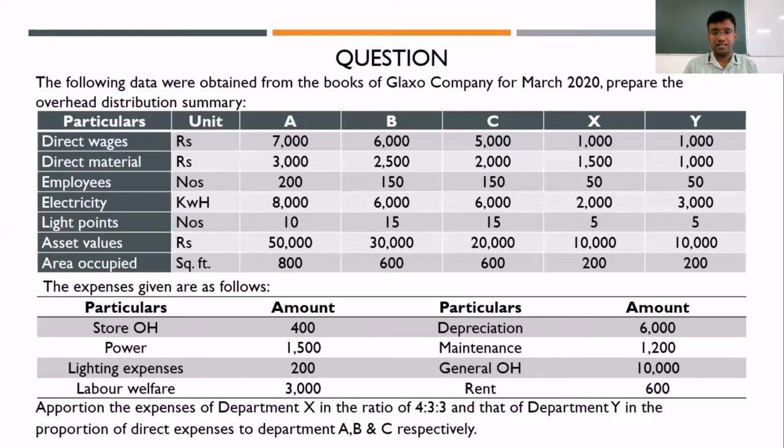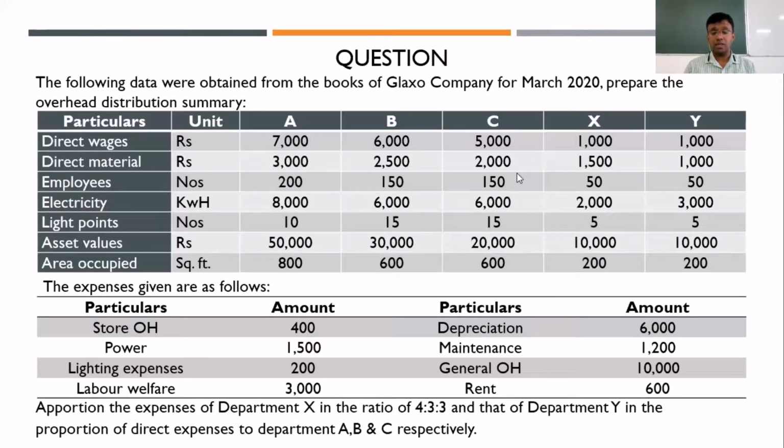So in the given context, what has been communicated to us is that departments A, B, and C are production departments, and X and Y are service departments. So I'll repeat that. A, B, and C are production departments. X and Y are service departments. So whatever overheads have gone to the service departments need to be reapportioned back to the production departments.